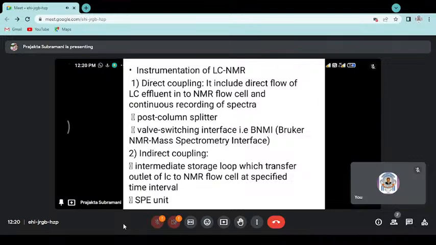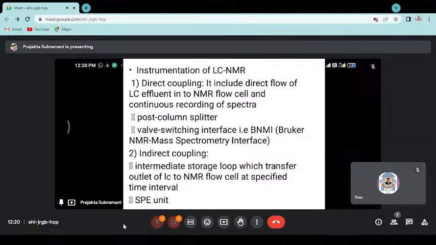So this is about the LCNMR. This LCNMR works by different modes. That is continuous flow mode, also called on flow mode. Then stop flow mode, time slices mode, peak parking mode, peak trapping mode.